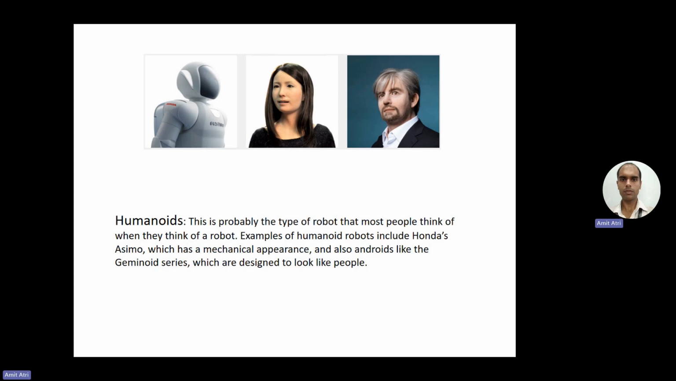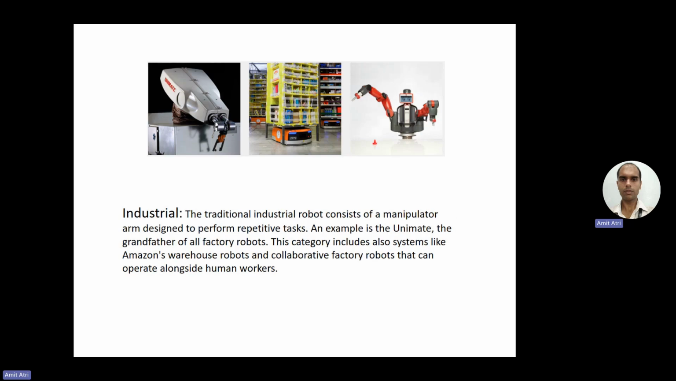Next is the industrial sector, the beginning of the robot sector. A robotic application that was in the industrial sector itself, where there were smart manipulators. They were used to manipulate some raw material into some final products. The example is Unimate, like the robotic arm. That is one very common example used in industries. The same task they can perform with very high speed a very large number of times. Under this category, they include systems like Amazon's warehouse robots and collaborative factory robots that can operate along human workers.